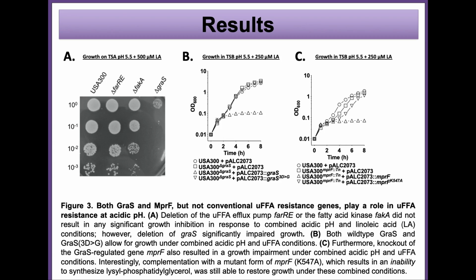Now that we know acidic pH and cationic antimicrobial peptides can result in high resistance to unsaturated free fatty acids, we queried whether GraS plays a role in this heightened resistance.